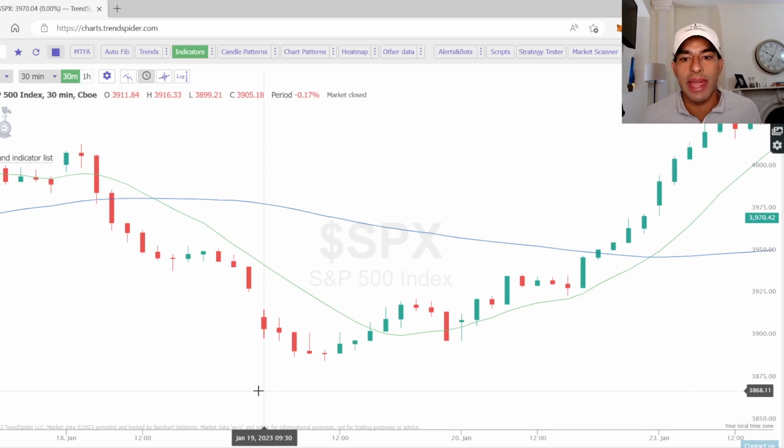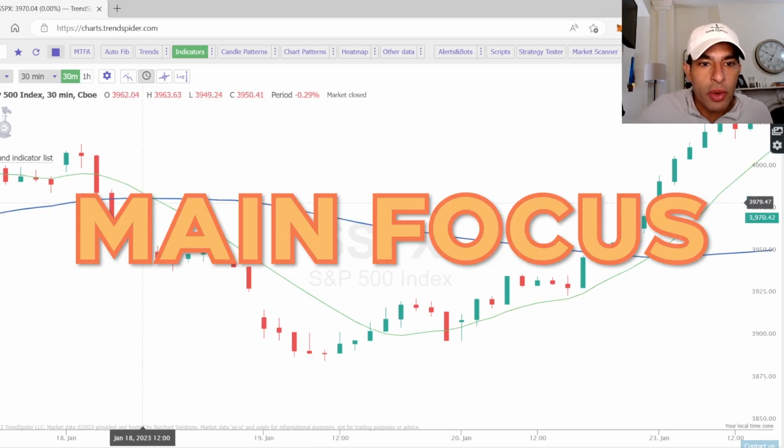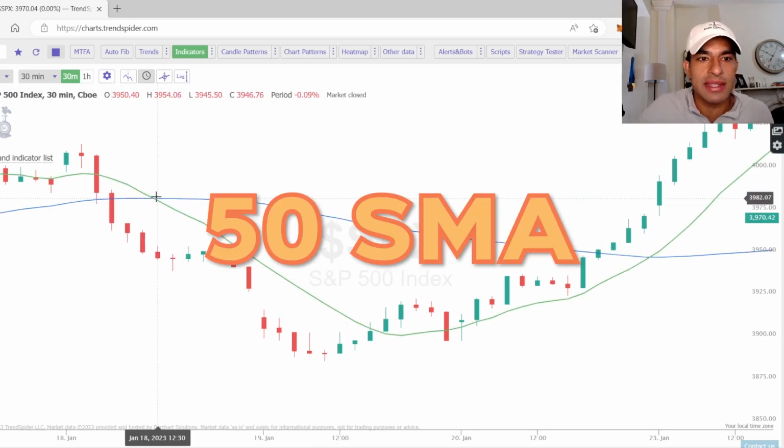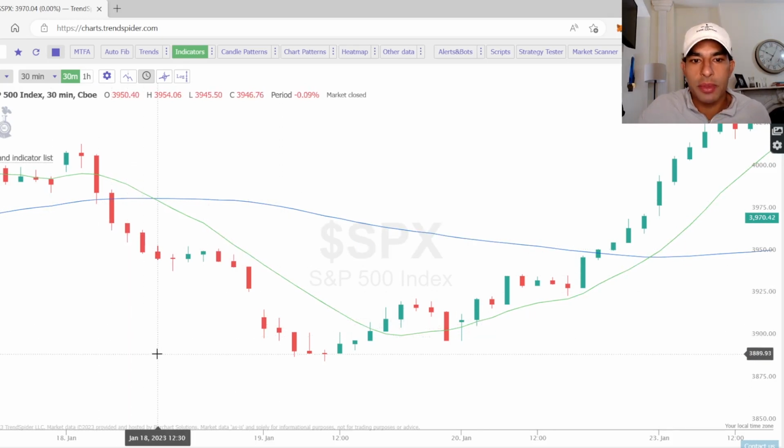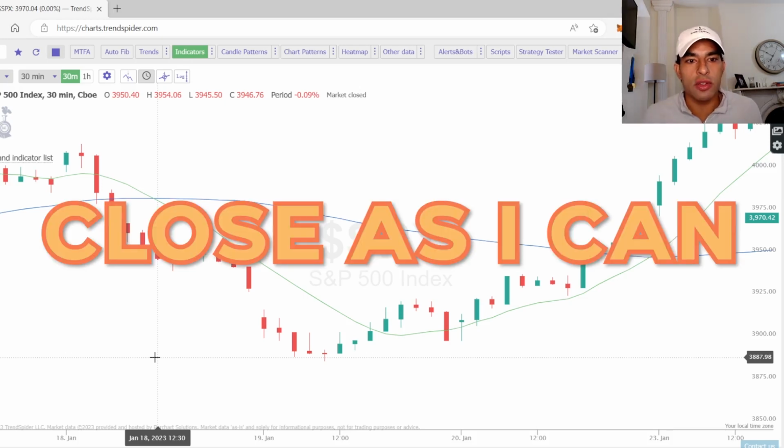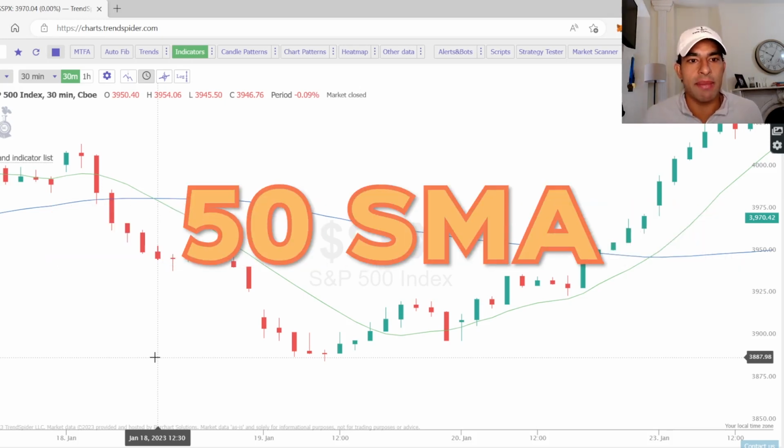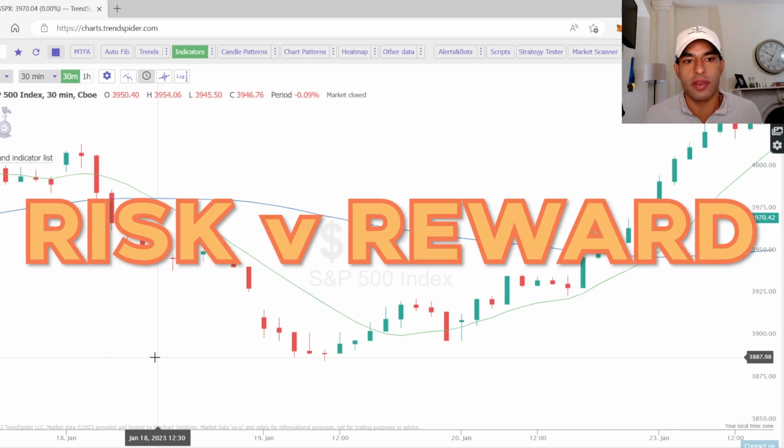So when I look to enter a trade, my main focus is on that 50 SMA. Now for this example, just so we can get this concept down, I'm only going to be using the 30-minute chart. We're not talking about the hourly chart right now. So what makes most sense to me is to enter as close as I can to that 50 SMA because that gives me a strong risk versus reward.